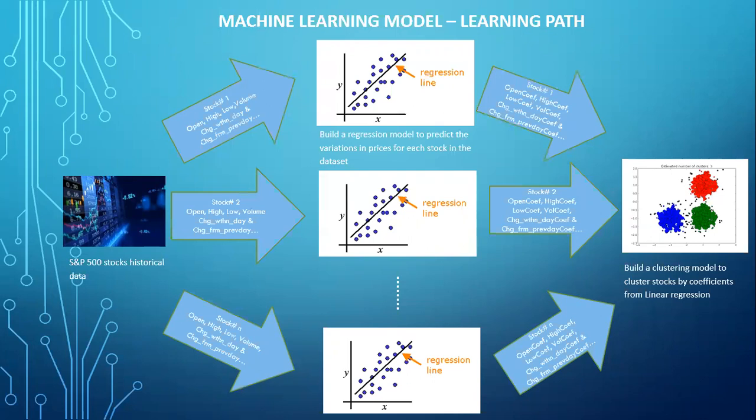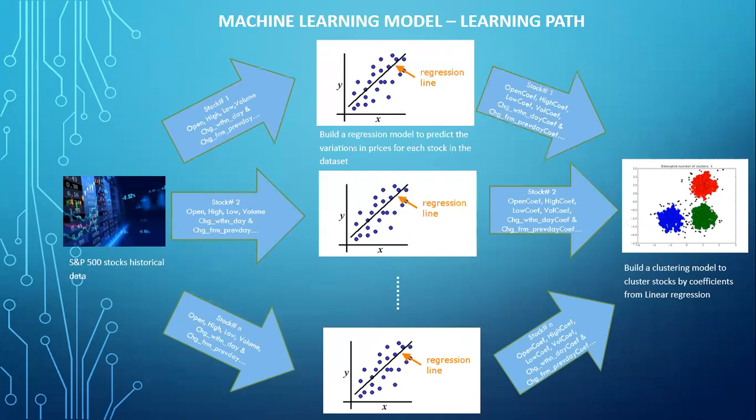500 stocks. And this data set has features like open stock price, high stock price for the day, low stock price for the day, the volume of the stock movement, and a couple of new features that we have introduced, which are change of the price within the day and change of the price from the previous day.